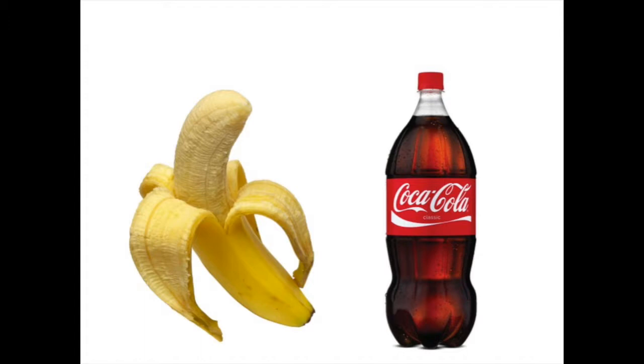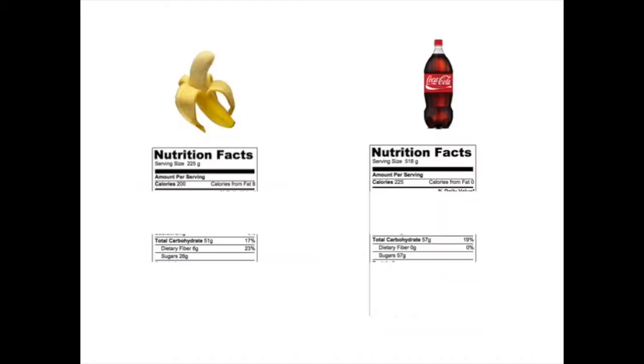Now let's look at more information in the nutrition fact label portion of a food label. Let's compare a banana to Coca-Cola. I've obtained nutrition fact labels online and blocked the portion of the label that does not apply directly to carbohydrate content. Let's start with the banana. The banana contains 51 grams total of carbohydrates. 28 grams are sugars and 6 grams are fibers.